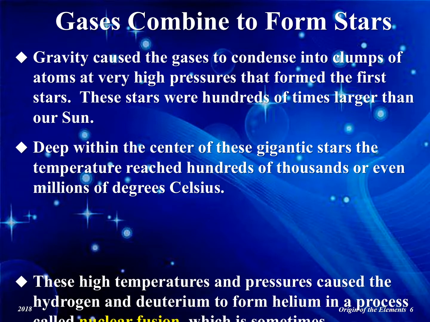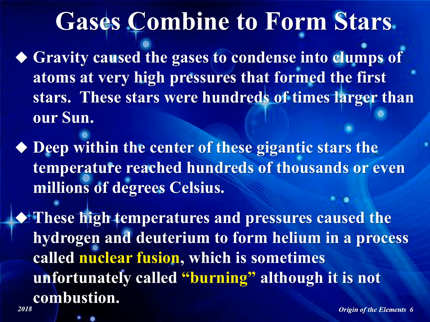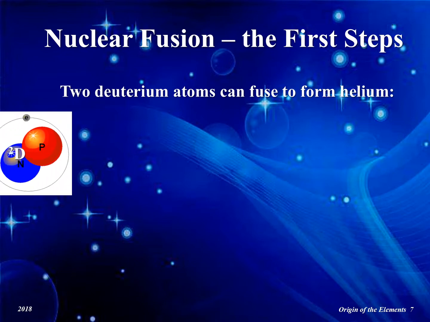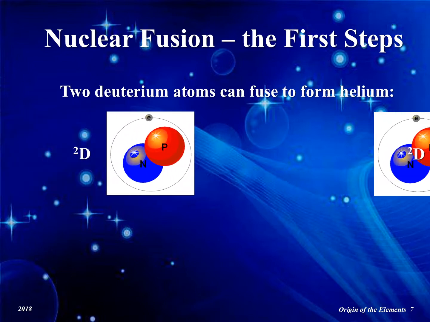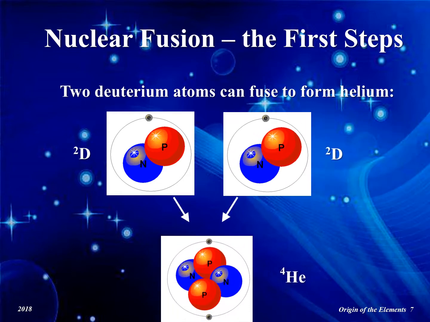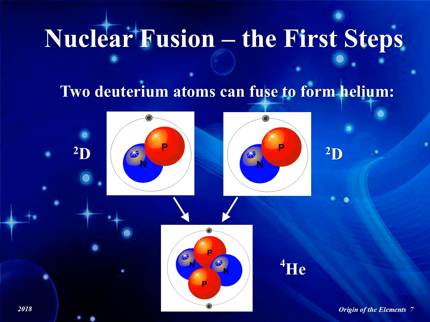These high temperatures and pressures caused the hydrogen and deuterium to form helium in a process called nuclear fusion. Unfortunately, nuclear fusion is sometimes called burning, which is not correct, because the process has nothing to do with combustion. The first step in the nuclear fusion process is shown in this diagram. Two deuterium atoms, which have the atomic mass of 2, fuse together to form helium. Helium has the atomic mass of 4.